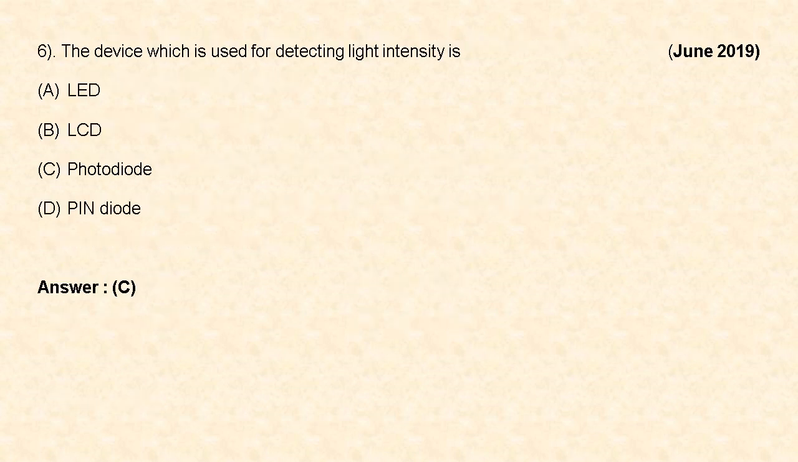Next question. This question was asked in June 2019. The device which is used for detecting light intensity is: option A LED, option B LCD, option C photodiode, option D PIN diode. We know that photodiodes can be used as photodetectors, that is for detecting light intensity. Hence option C is the correct answer.